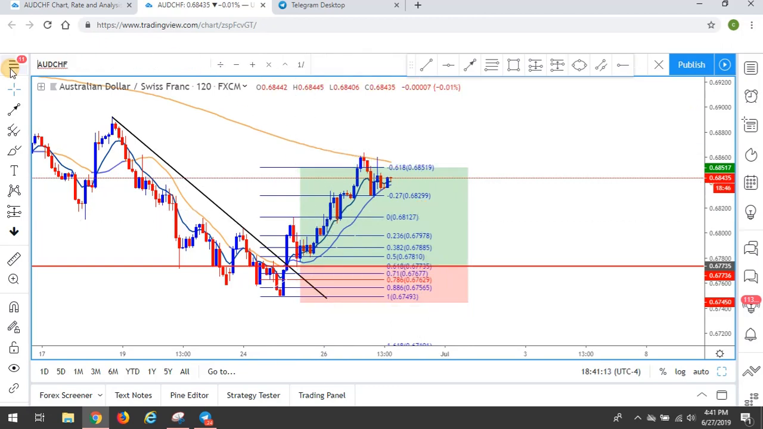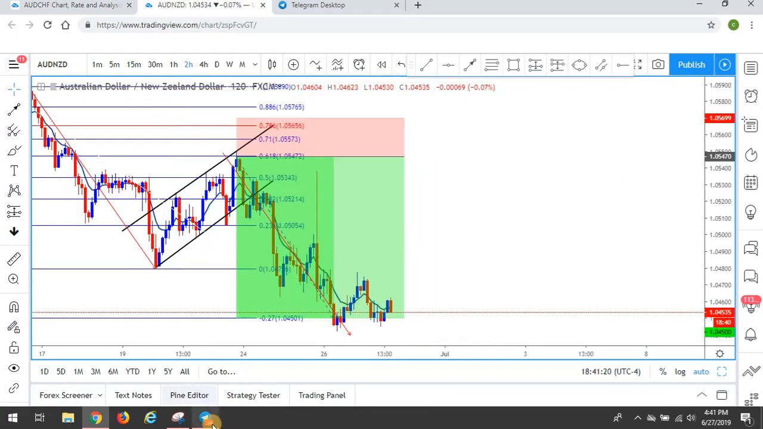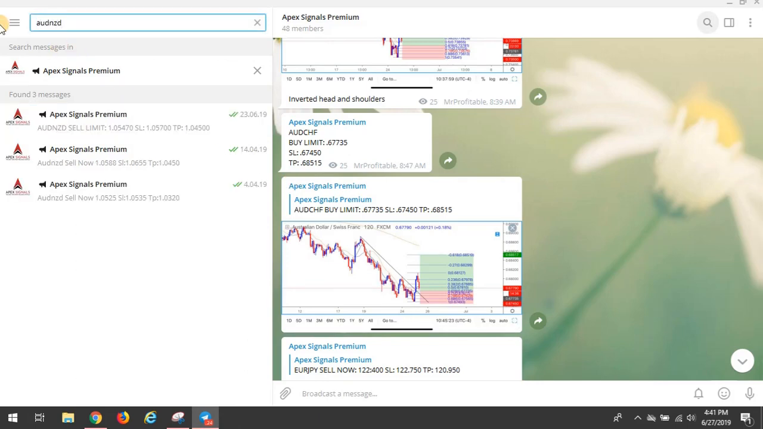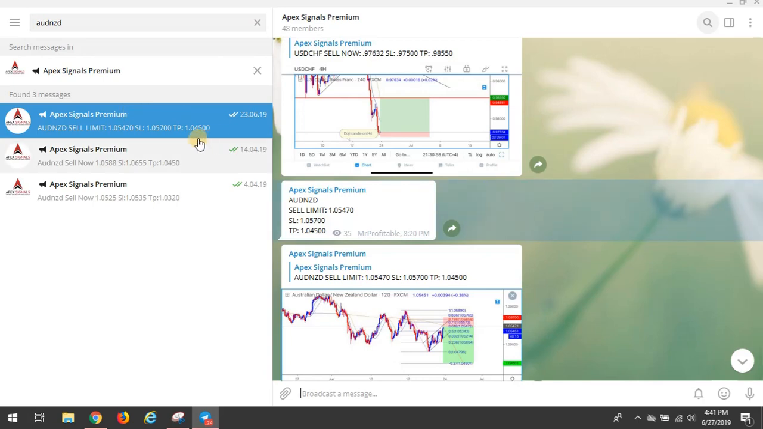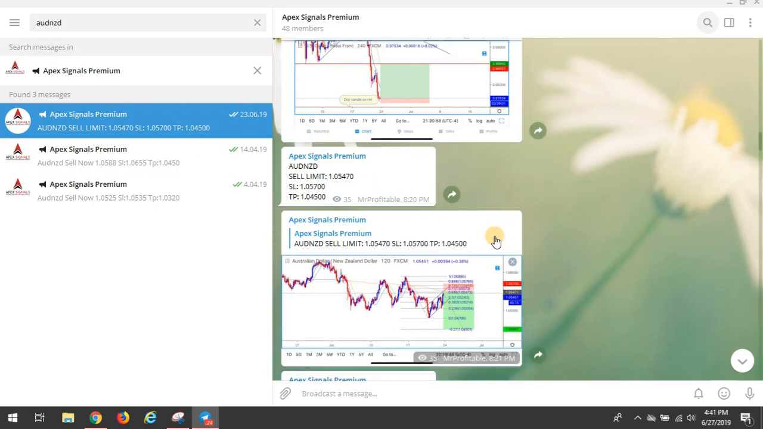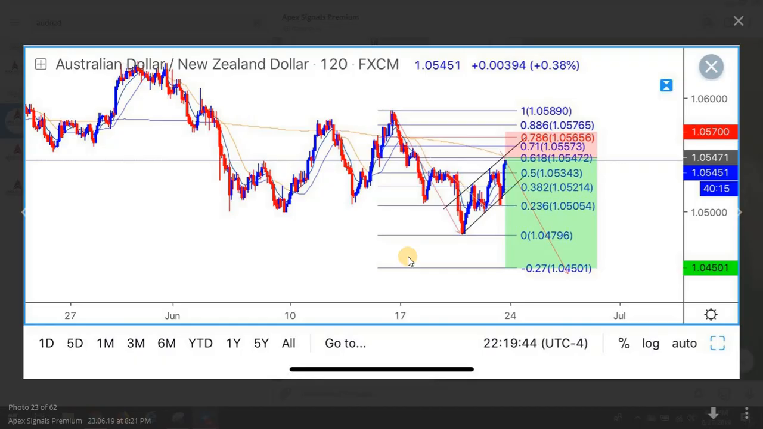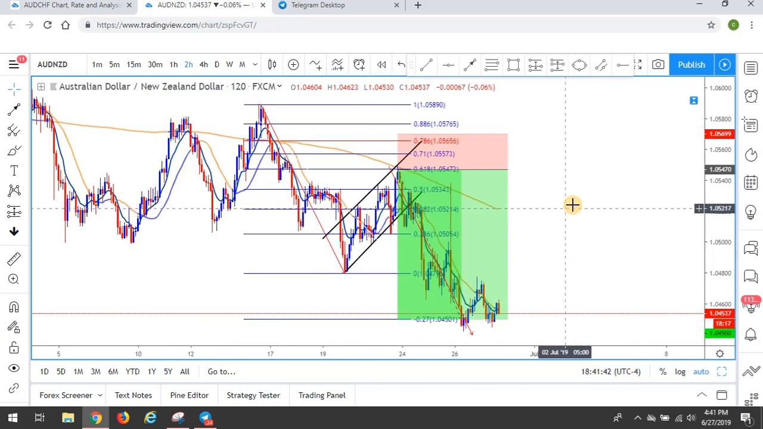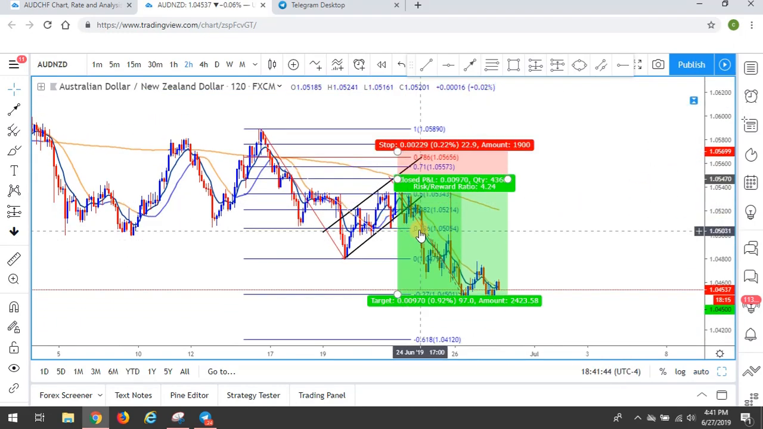We also had AUD NZD. We have it right here. I think this is on Monday, one of the first signals I sent out for the week. Sell limit at 1.05470. Here's the before picture, and here's the after. So we hit TP as well.